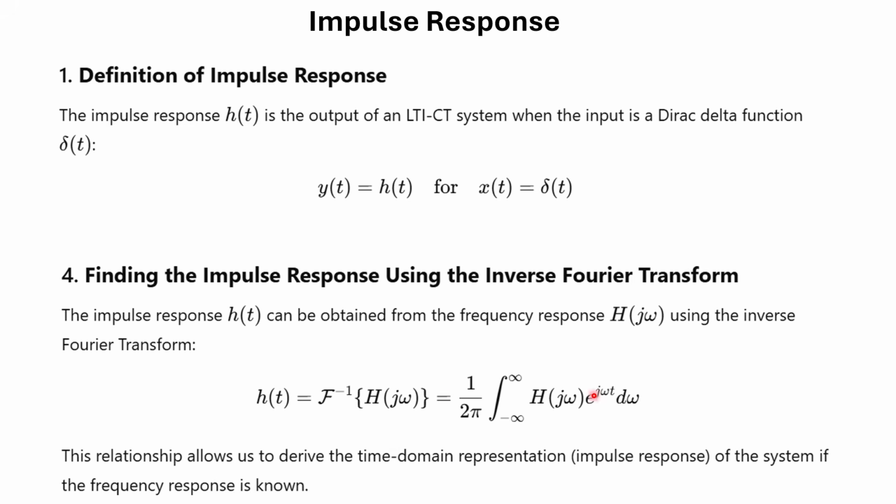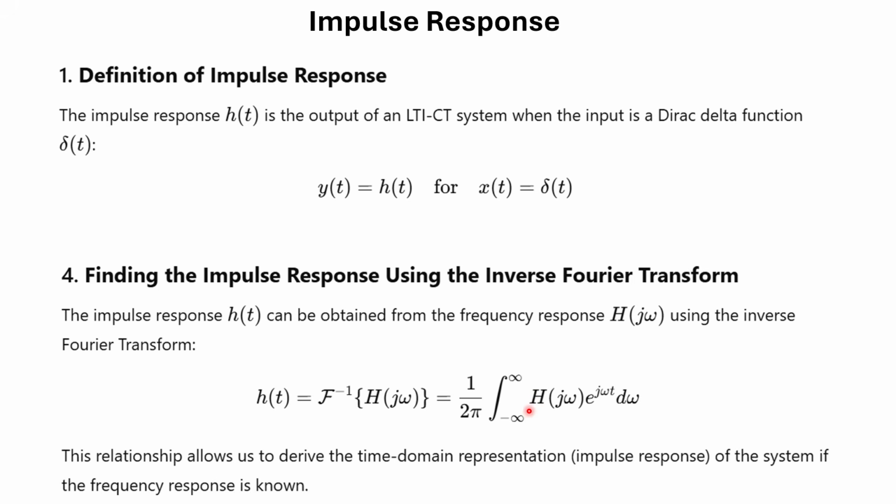So 1 by 2 pi, and this is the frequency response H of j omega of that particular function, multiplied by e to the power j omega t, right? So what is this h of t? h of t is obtained from the frequency response using the inverse transform. So this will give you the impulse response of your system.